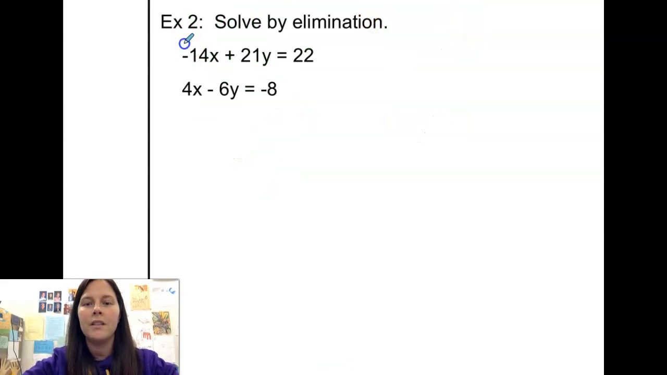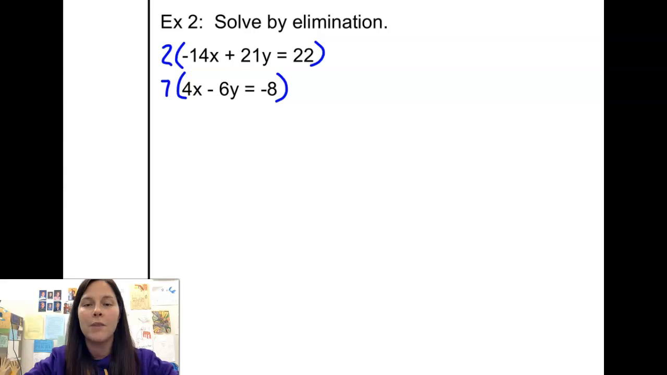All right, on this one, think about which variable you would eliminate first. The nice thing is there's no wrong answer on this one. I would choose my x just because 4 and 14 are smaller than 6 and 21. Thinking about what 4 and 14 go into, and that answer is 28. So I will need to multiply my 14 by 2 and multiply my 4 by 7.